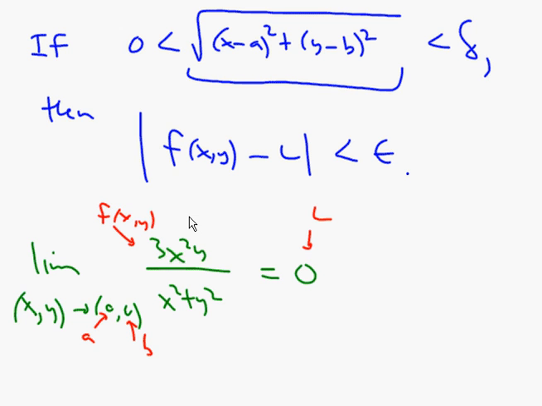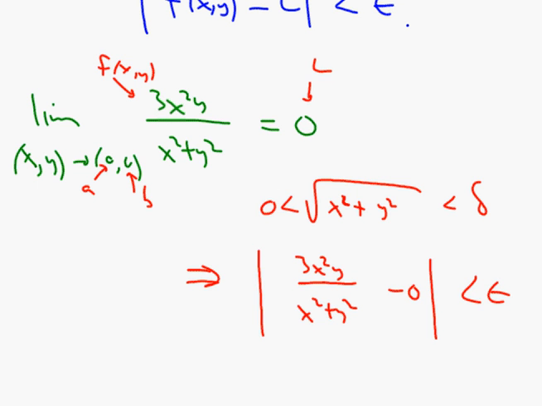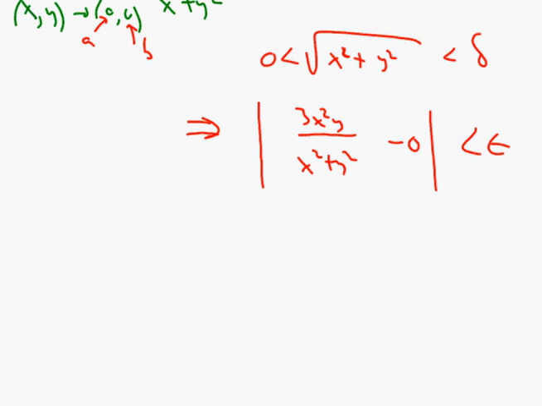Okay, so what I'm saying is 0 is less than the square root, and this is kind of easy, because I plug in 0, x minus 0 is just x, so I get x squared, plus y minus 0 is y squared, is less than delta. Then that should imply that the following is true: the absolute value of 3x squared y over x squared plus y squared minus 0 is less than epsilon. So, here we go. This I can rewrite.